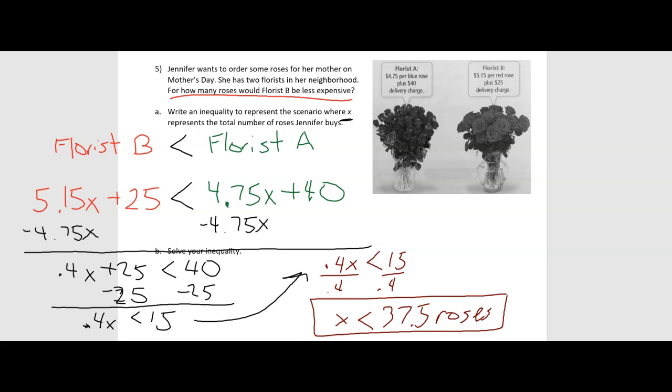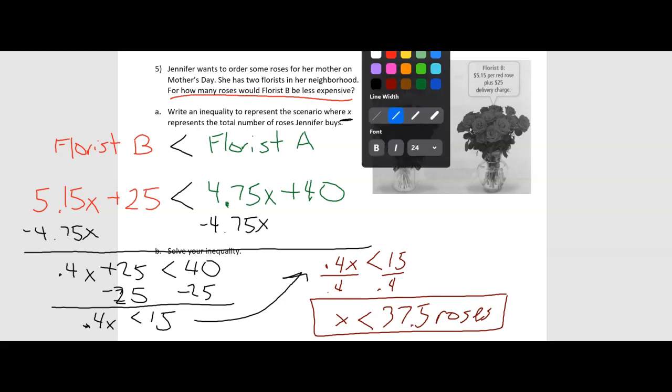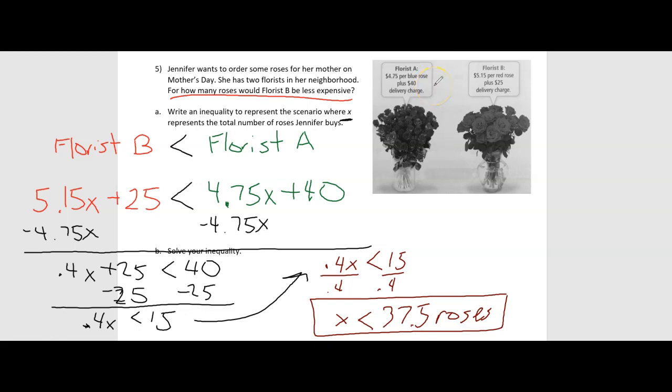Now again, we could think about this on a deeper level. Do all of these numbers work? Does any number less than 37.5 work, right? Well, no, negative numbers aren't going to work here. Sometimes negative numbers work, right? There are some word problems where you can have negative numbers. But we're not going to get into them right now. We're just going to think about this problem, and you can't order negative roses.